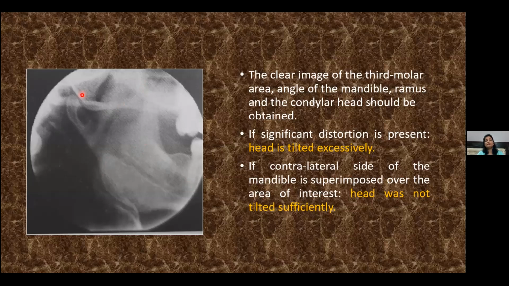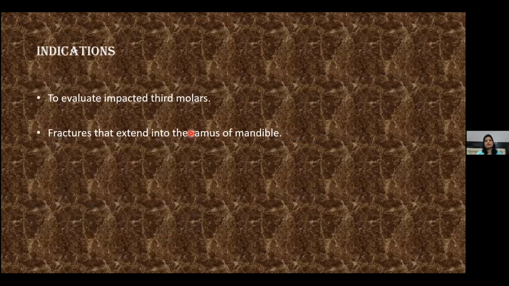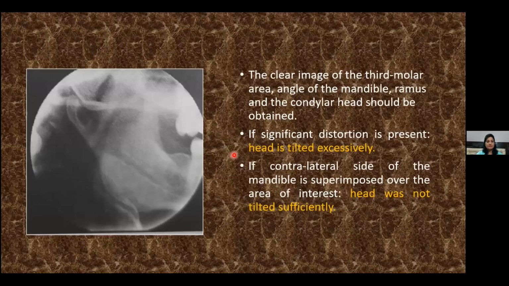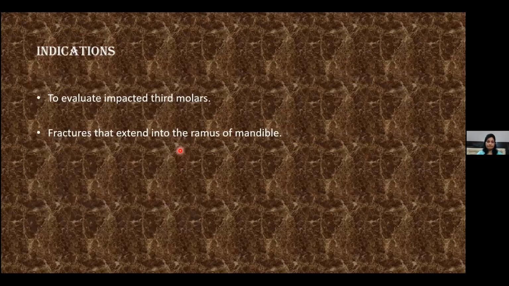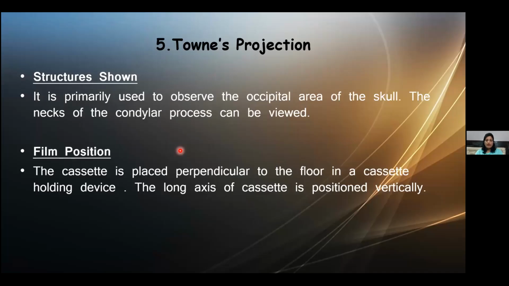So can anyone tell me what will be the indication for this? Horizontal, favorable or unfavorable. TMJ. Fractures, TMJ, condyle, ramus. Okay, so these are the indications. Impacted third molars, fractures extending to ramus of the mandible. Right? So I can see the third molars here also sometimes. So that is the indication. Okay. So last from extraoral is Townes projection, and then we have TMJ views.